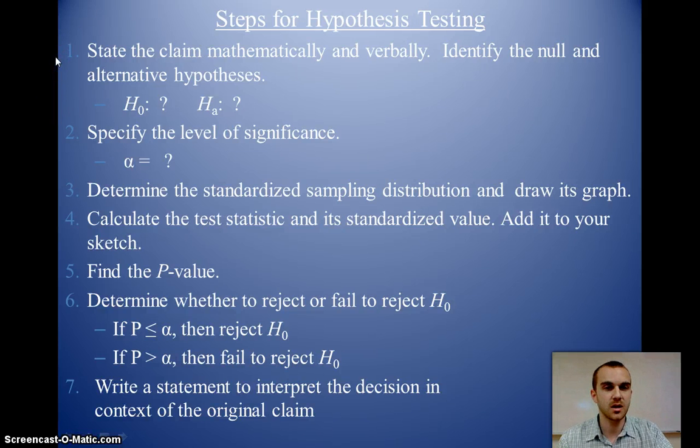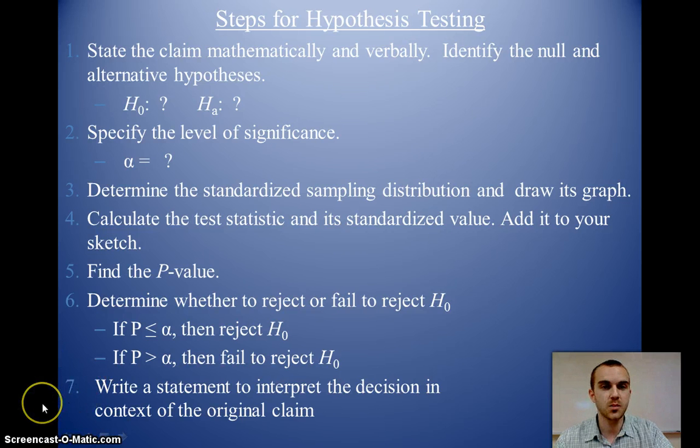So there's 7 steps within our test. We first create our null and alternative hypothesis, along with which one has the claim. We decide what is going to be our level of significance. We then determine which graph should we be using, and we shade correctly on that graph. We then find our p-value, and we compare our p-value to our level of significance to determine whether or not we reject the null hypothesis. Finally, we write a statement to interpret our decision.